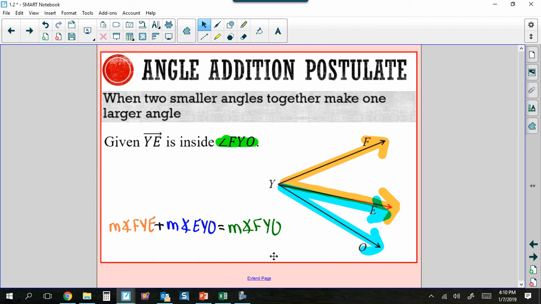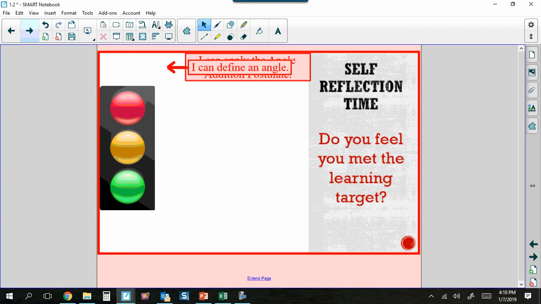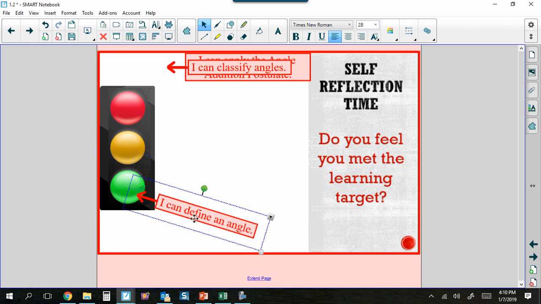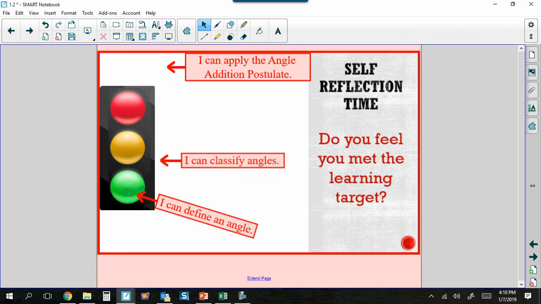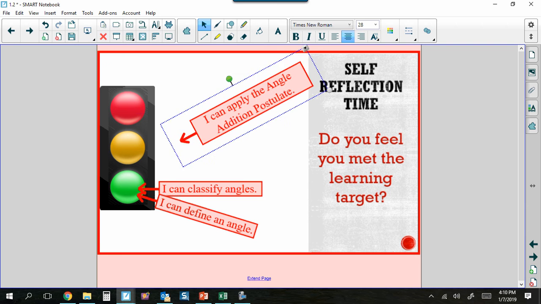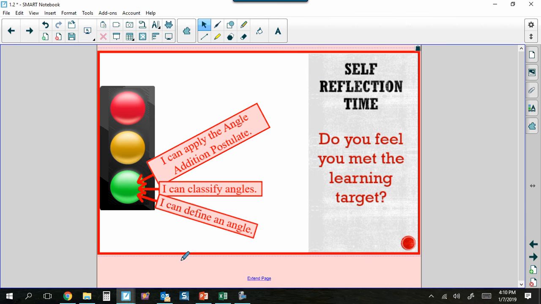So that is the conclusion of 1.2 for angles. We are going to rate this however you want. Hopefully you're more towards green because most of this should be review. You need to know what an angle is. You need to be able to classify an angle, right, obtuse, acute. And you need to be able to use the angle addition postulate. Just remember again, you have to add two parts to make a whole.